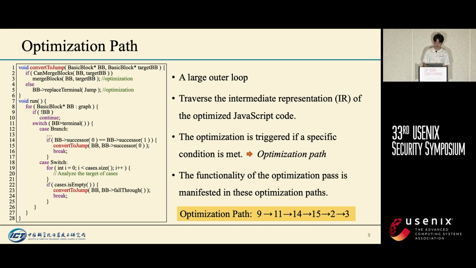Now, we introduce the concept of optimization paths, which refers to a code execution path within the outer loop, leading to the location where the code transformation occurs. The path in the yellow box is an optimization path from lines 9, 11, 14, 15 to line 2 and line 3. Based on optimization paths, we summarize the 3 observations.